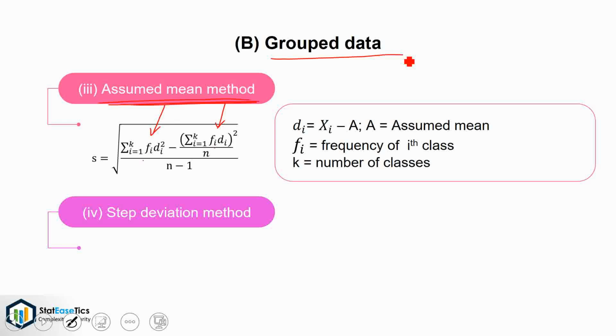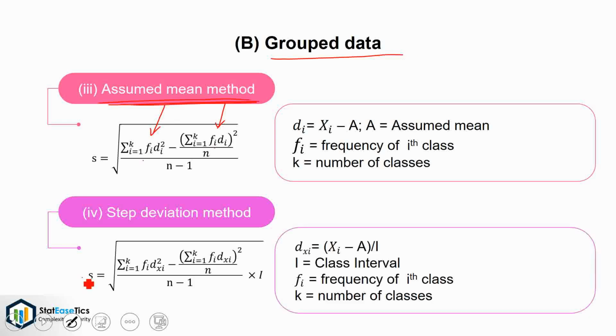And in case of step deviation method, standard deviation is equal to root of (summation i = 1 up to k fi dxi square minus (summation i = 1 up to k fi dxi) square upon n) whole divided by n minus 1, into i. Here dxi is equal to (xi minus a) upon i. i is the class interval. fi is the frequency of ith class. k is the number of classes.